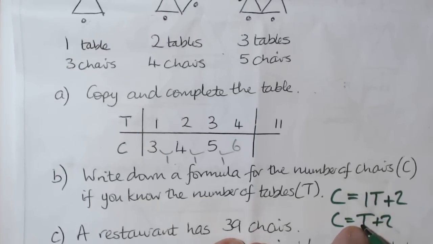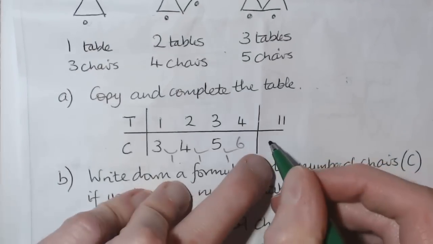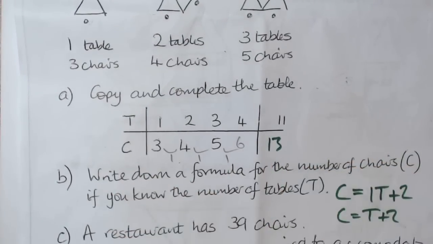So again, imagine t is 3, right? So how many chairs if t is 3? Well, 3 plus 2, and it gives you 15. So if it was 11, well, 11 plus 2, that'll give you 13, right? So it saves you having to extend that table.